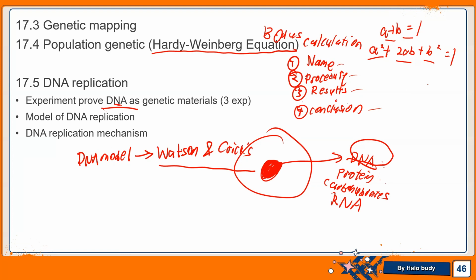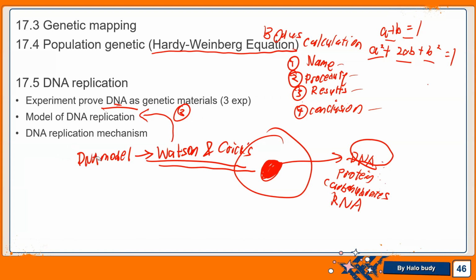But Watson and Crick not only proposed the DNA model, they also proposed a model of DNA replication. Dia ada bagi 3 model. Yang maybe macam 3 possibility lah. 3 possibilities of how DNA can replicate in the cells. Watson and Crick bagi. So you have to know all the 3 models. Macam mana dia replicate, yang overall saja. The 3 different models of DNA replication.